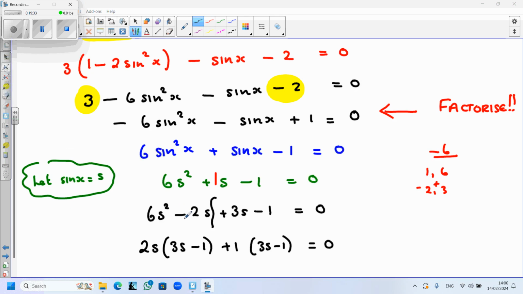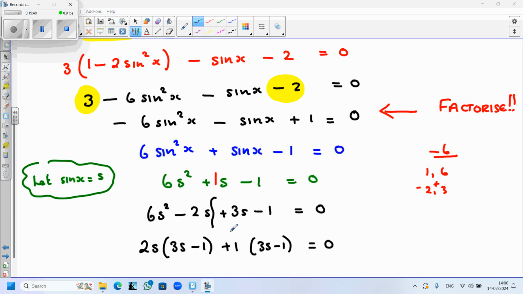So I've written down the factors. If possible, if there's one that's positive and negative, write the negative one first. So we've got 6s squared minus 2s. Highest common factor is 2s. That leaves me a bracket of 3s minus 1. There's my cheat bracket, 3s minus 1. I'll write it in there.